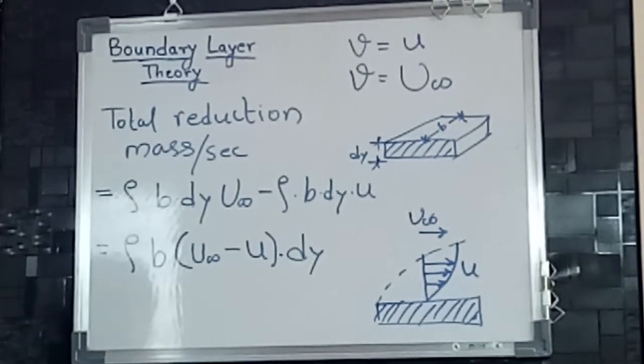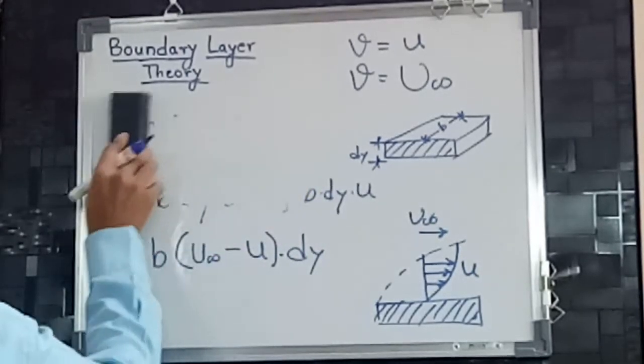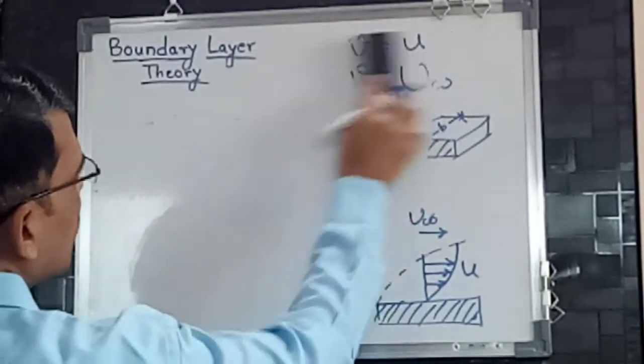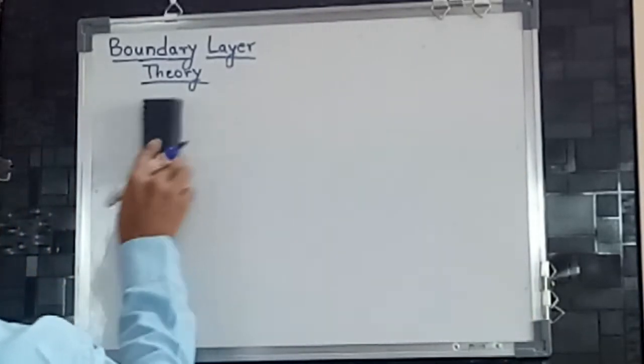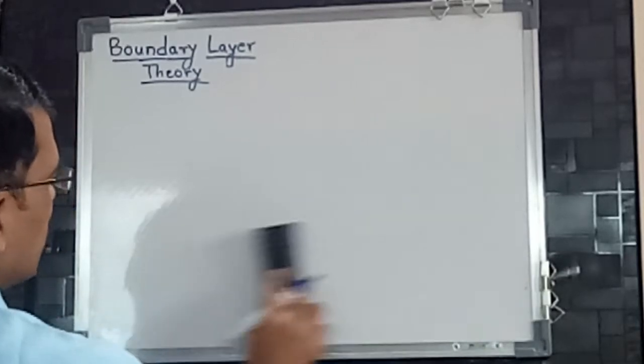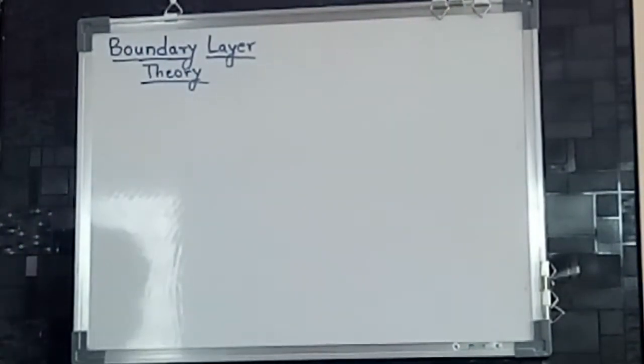Now we'll see what is meant by the boundary layer thickness. The boundary layer thickness represents what? It is del. Now you understand this? Total mass reduction per second. Before that, I will draw one diagram and then we will proceed or discuss the next topic. This is very interesting. I will draw one diagram.